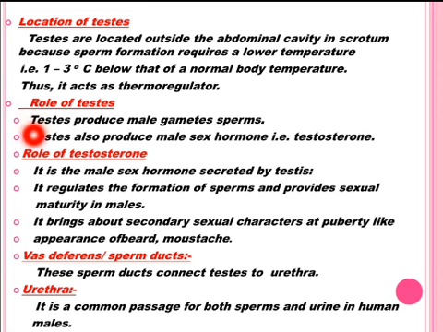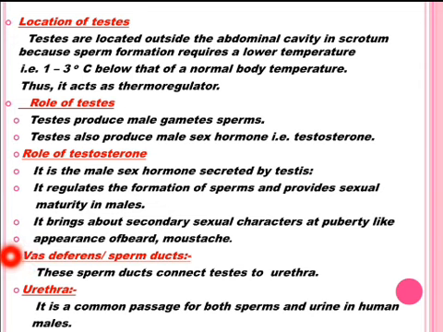What is the role of testes? Testes produce male gametes called sperms. Testes also produce male sex hormone, that is testosterone. Let us see what is the role of testosterone once again. It is the male sex hormone secreted by testes. It regulates the formation of sperm and provides sexual maturity in males. It brings about various secondary sexual characters at puberty in males, like appearance of beard and mustaches.